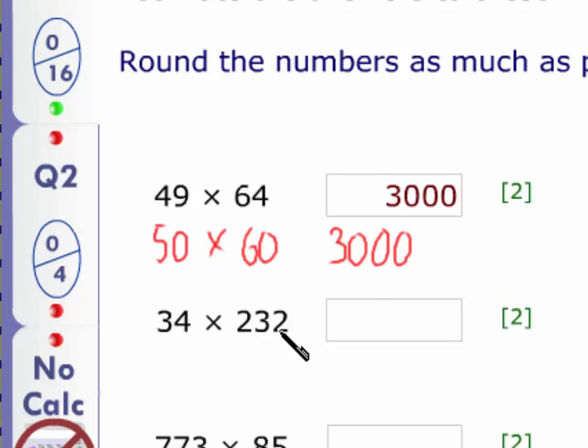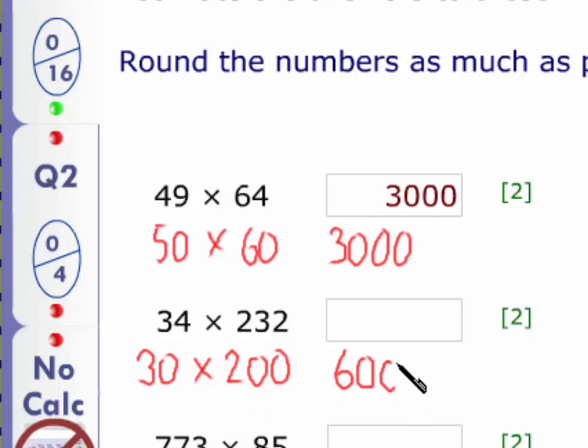34 times 232. So the 34 more easily can become 30. Multiply that by 232. Well, that'd be easier to make that 200. Round it down. Now ignoring the zeros again, 3 times 2 is 6, and then add in the 3 zeros, I get 6000. So the answer is 6000.